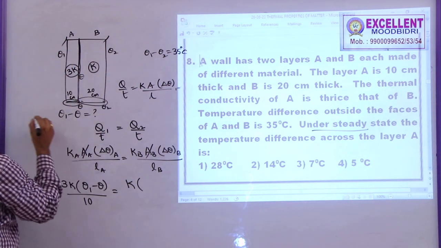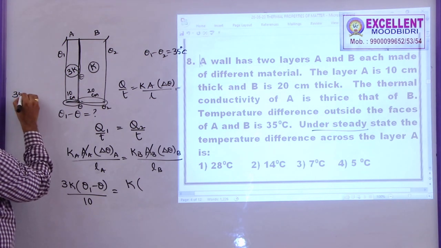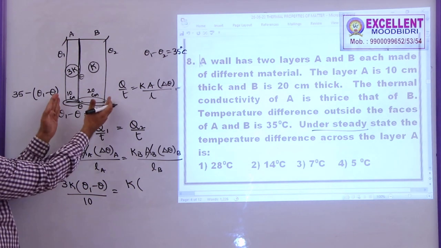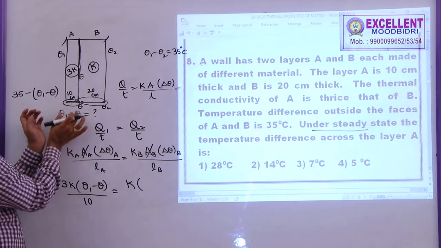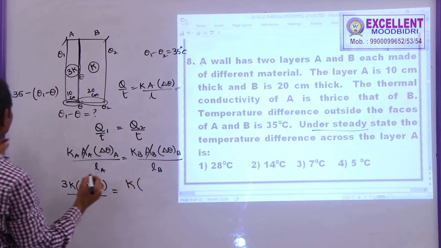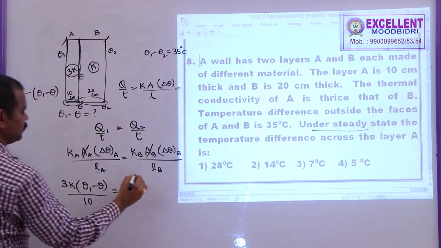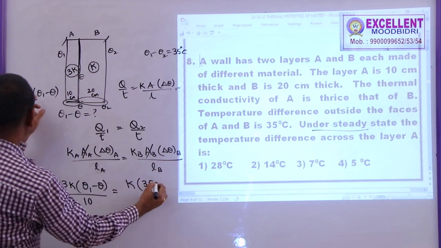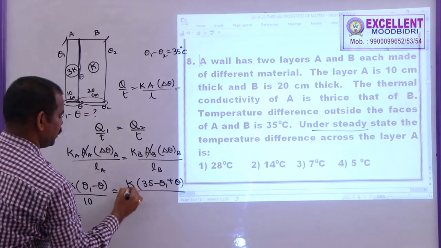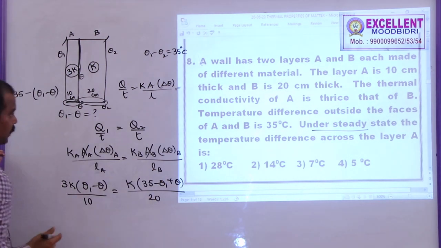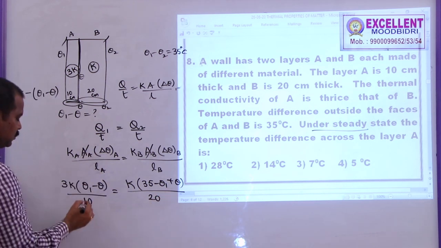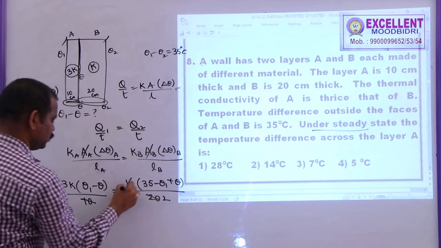What is the temperature difference between these two? This is nothing but 35 minus theta 1 minus theta. So the total difference between these two is 35, and this is theta 1 minus theta, so this will be 35 minus this value. So here I am going to write 35 minus theta 1 plus theta. The length of this one is 20. Even though they are in centimeters, the 10 to the power minus 2 gets cancelled, so I am not writing this. So this is 2. This K K gets cancelled.